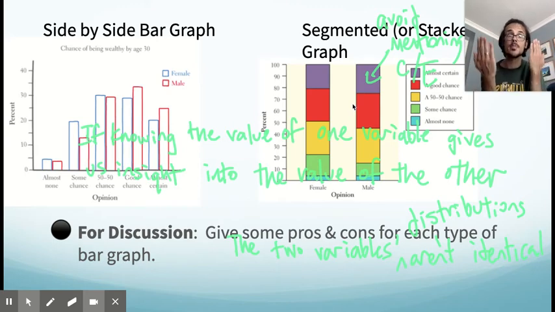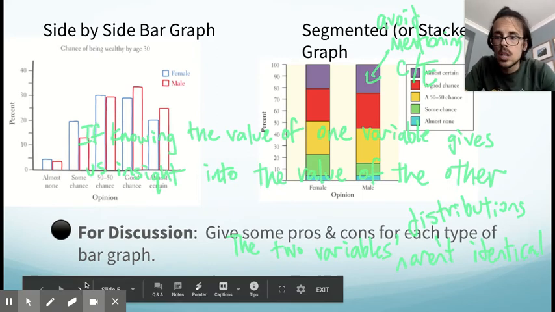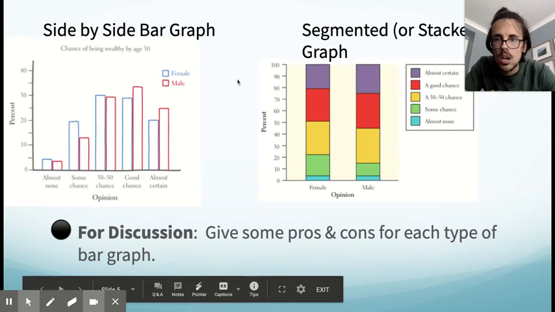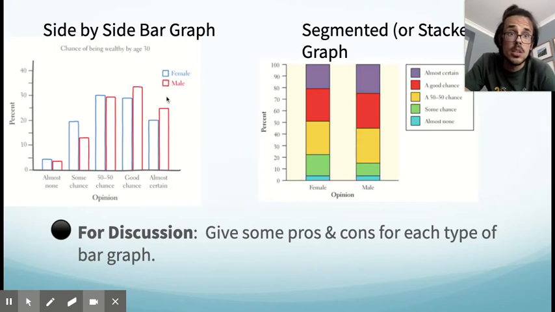They're the same. Female, male doesn't give me any info on being rich. But if there are differences between the graphs, then you can't say that. Like if you look at this graph right here, and I know my writing is all over this, I'm sorry. If you look at the graph, it's easier to see on the side-by-side graph. The male bars are higher for almost certain and for good chance. So the males are higher in both of those categories. That's an association. You can tell something is going on by looking at it.